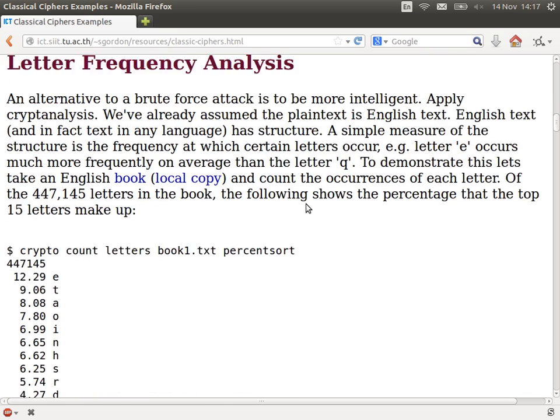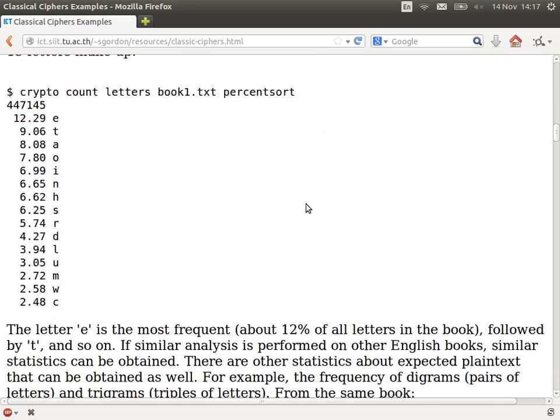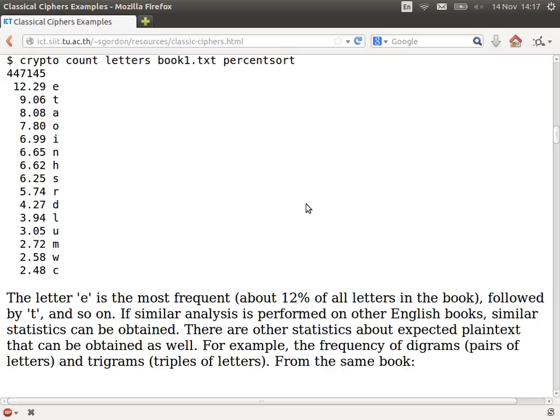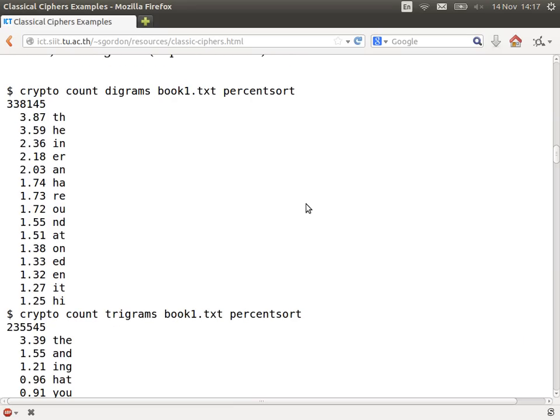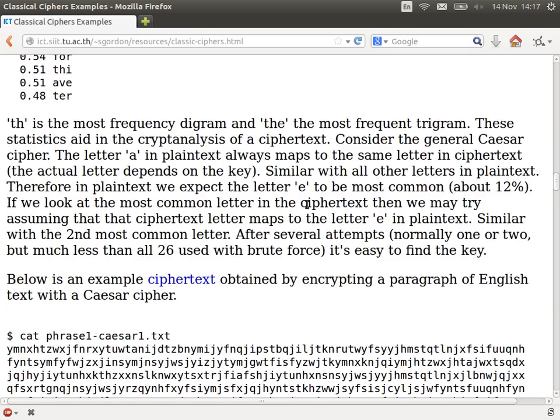Okay, we've seen that. Letter frequency analysis, analyzing the frequency of letters. For example, I took a large book in text, counted the letters in there, and it turned out E was about 12%, T 9%, A 8%, and so on. That's typical structure. And similar for digrams in that book, TH was the most frequent pair of letters, HE the next most frequent, and so on. And trigrams, THE is the most frequent. So you can do such analysis.